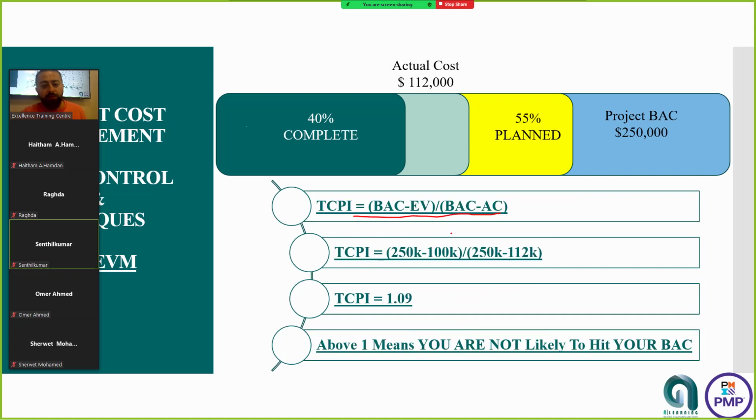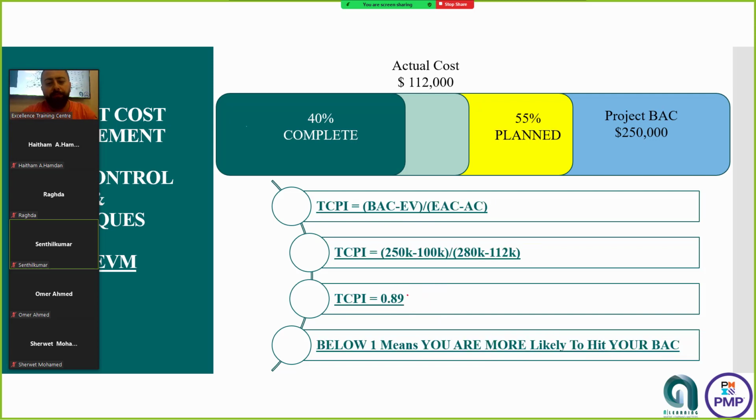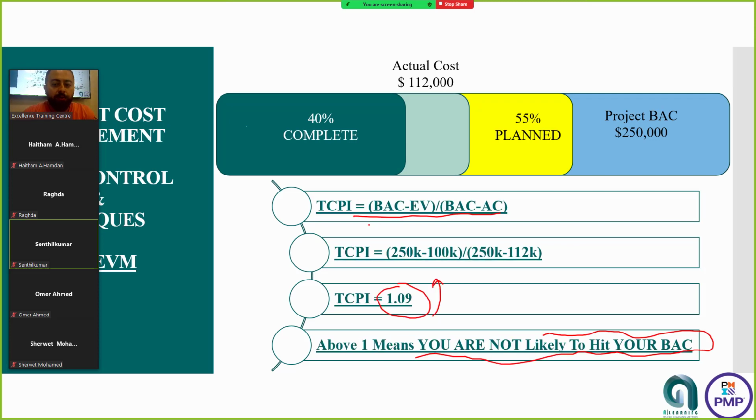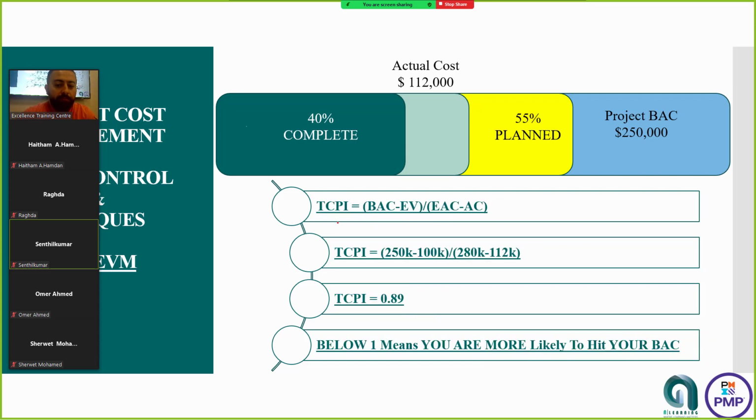So the first equation will give you 1.9. That means that you are not likely to hit your BAC because you are above 1. Okay? And this is the first time you'll have an above 1 with a negative impact. You need to consider that. Okay? All the previous ones, above 1 means good impact, below 1 means bad impact. Right? Yes. Cool. This is only for TCPI.